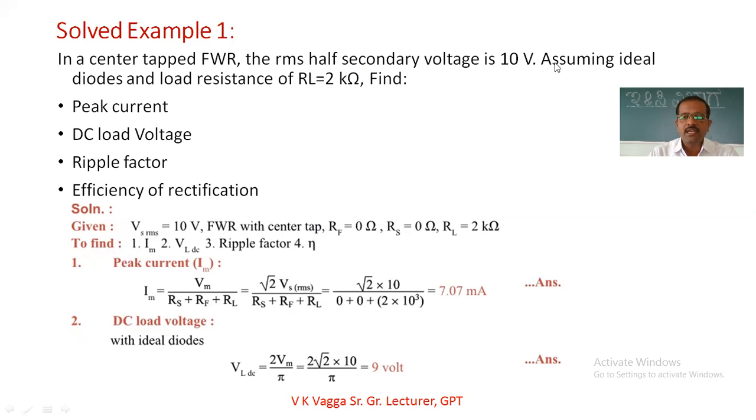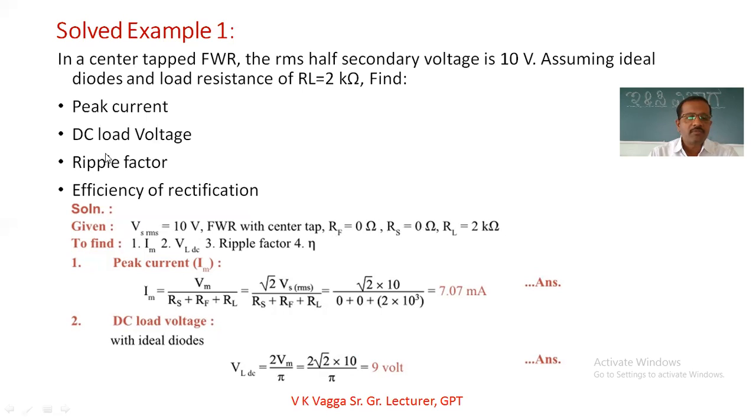It also mentions assuming ideal diodes. Ideal diode means the internal resistance of the diode is assumed to be zero, and the series resistance is also zero. So Rf is equal to 0 ohm and Rs is equal to 0 ohm, and the load resistance RL is equal to 2 kilo ohm.